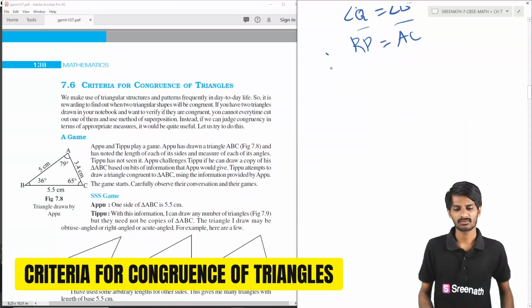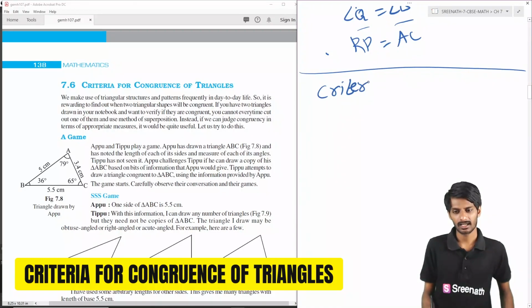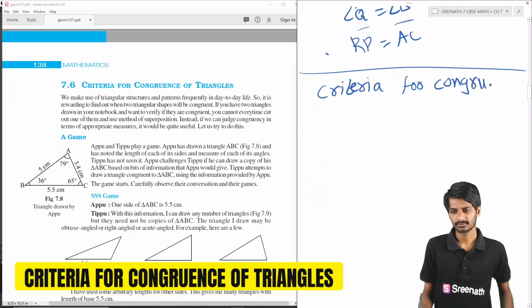Criteria for congruence of triangles. Next thing is, what are the basic criteria for congruence of triangles?